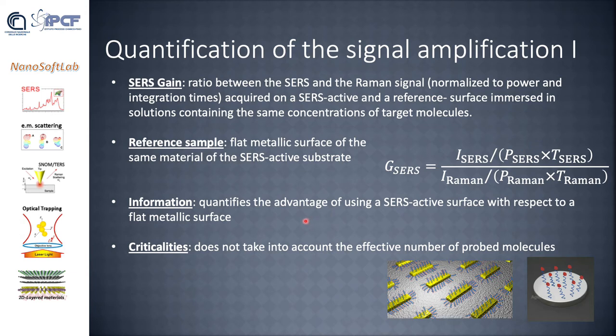The information that we obtain using the SERS gain quantifies the advantage of using a SERS substrate with respect to a flat metallic surface. So it's a parameter that at a glance gives you an idea of how much your antennas are amplifying the signal. There are several criticalities in using this parameter, and the principal one is the fact that it does not take into account the effective number of probed molecules.